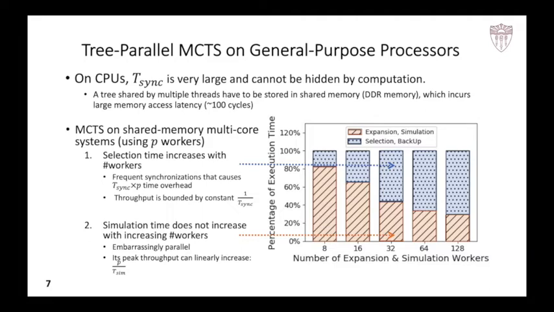We plot the time breakdown of in-tree operation latency as the blue areas and the simulation time as the orange area on a 56-core CPU, and we found that the in-tree operations take up to 75% of an entire MCTS step as the number of workers increases.